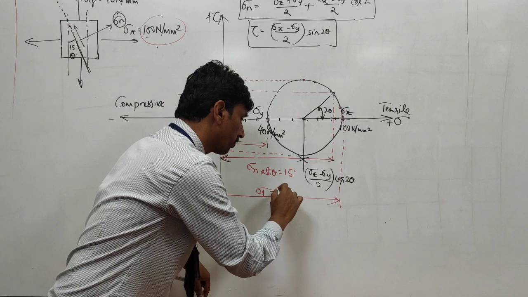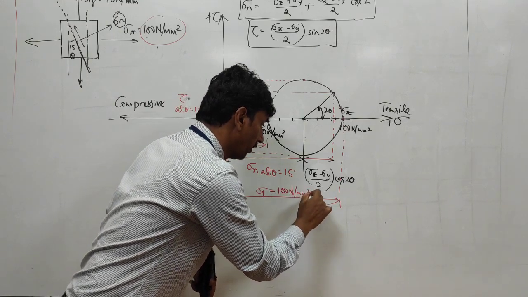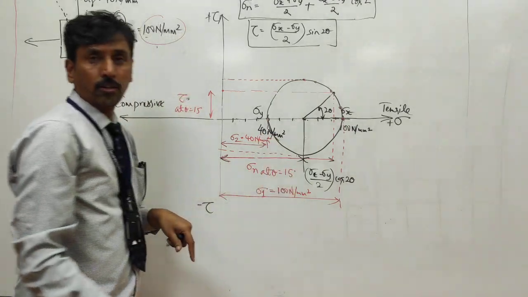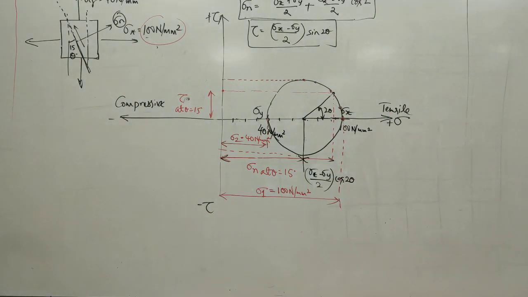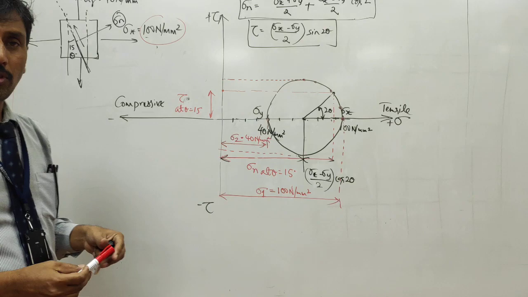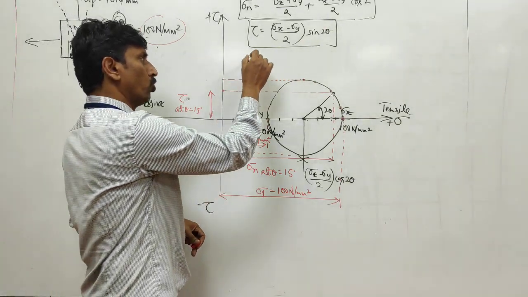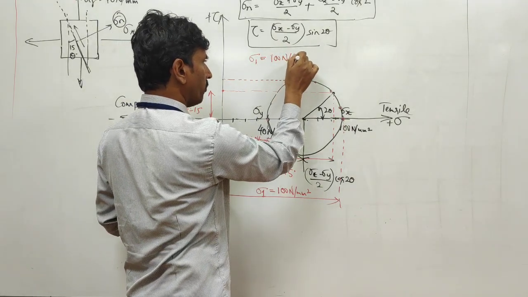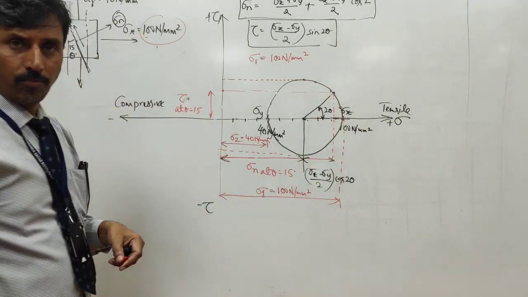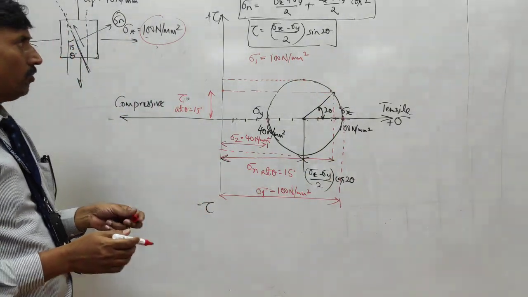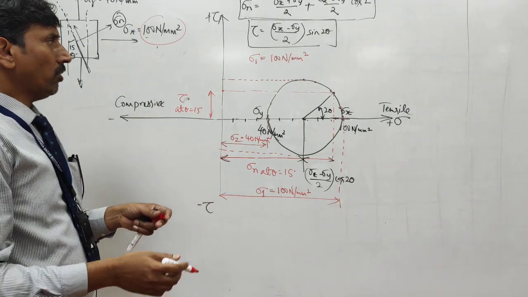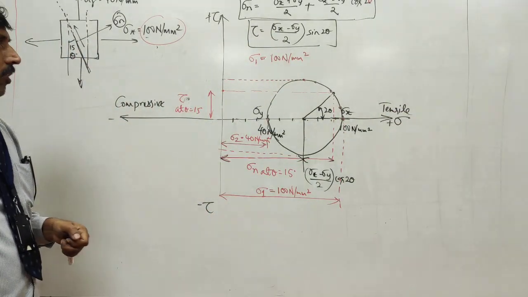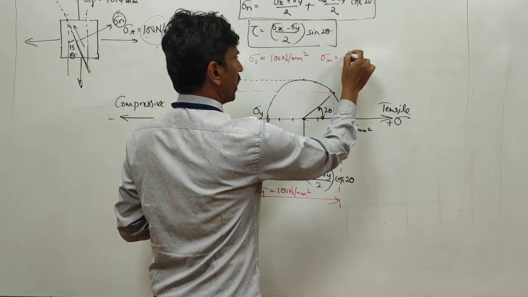So sigma 1 is how much? 100 Newton per m square, and sigma 2 is 40 Newton per m square. Usually, you try to make these 4 points clear, and not just on the diagram. You should also mention sigma 1 as 100 Newton per m square, and here I should have written 2 theta, and sigma 2 as 40 Newton per m square.